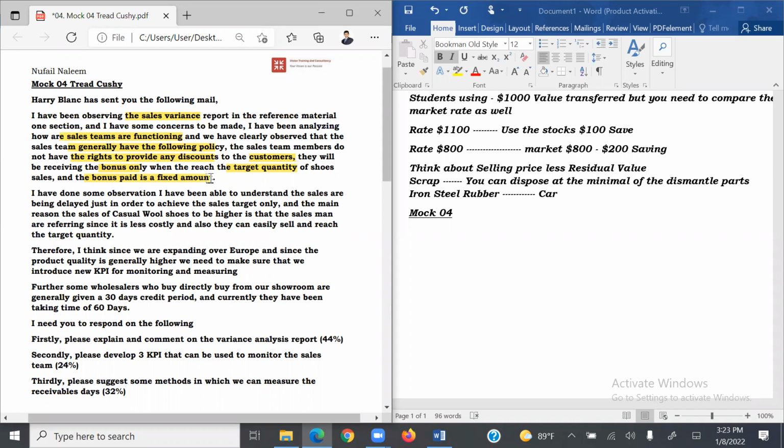I have done some observation and I have been able to understand the sales are being delayed. The sales are being delayed just in order to achieve the sales target only. Because, students, if 1,000 is the quantity, you will purposely sell only 1,000 just to get it. Because if you sell 1,000 and they give you another target, again you need to work hard. So this we say is slack. This is known as slack. People generally wait till the last moment.